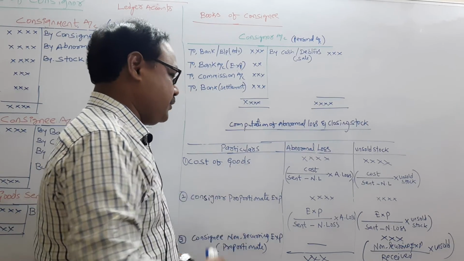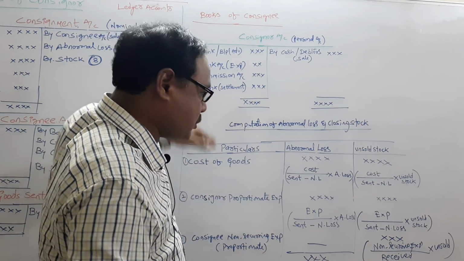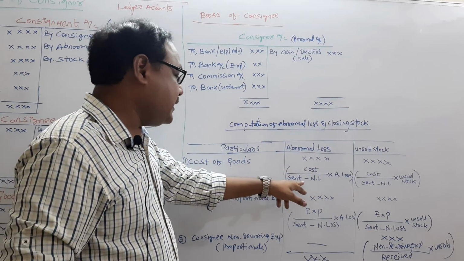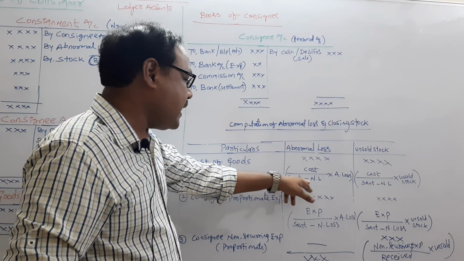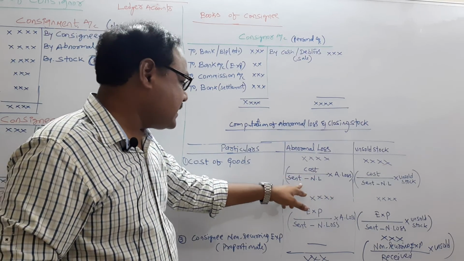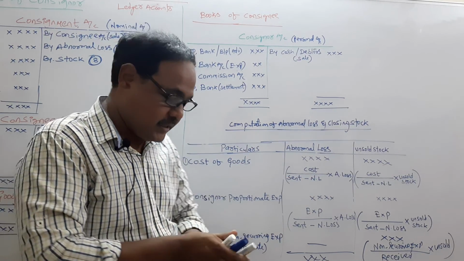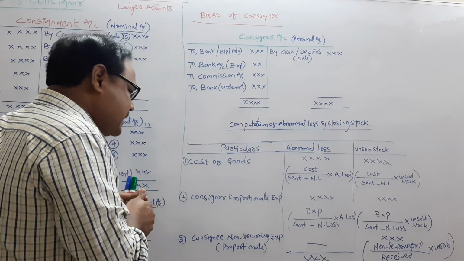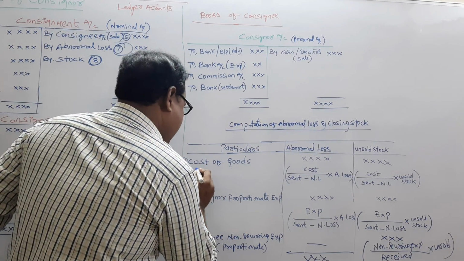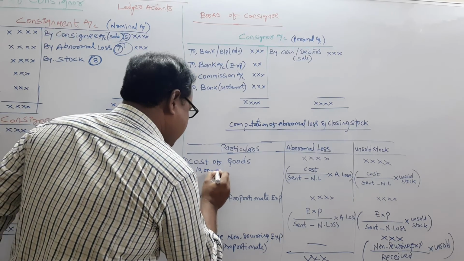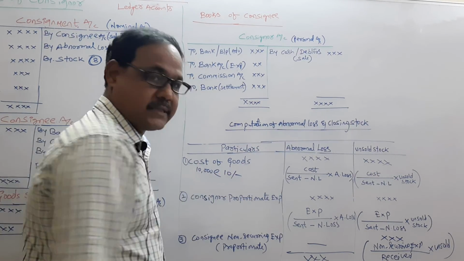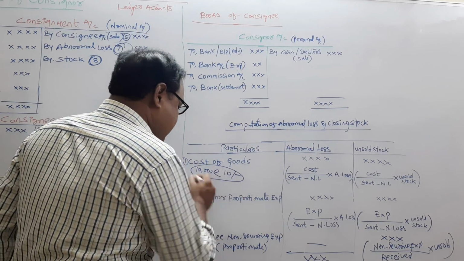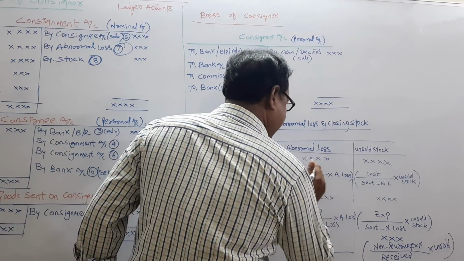Now how to compute? See, simply I will explain. Now I explain through one illustration also. One, cost divided by units sent minus normal loss. Units sent means the number of units sent. Now example: I sent, for example, 10,000 units at the rate of 10 rupees. It comes to 1 lakh. Now I will write here 1 lakh.